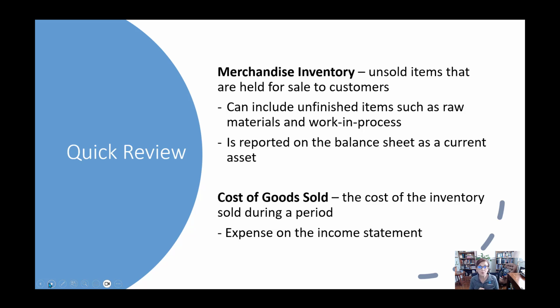Now, when the inventory is sold, it becomes an expense. It goes to cost of goods sold on the income statement. Sometimes students forget that cost of goods sold is an expense because it doesn't have the word expense in it, like say advertising expense, right? So remember that cost of goods sold is an expense, generally the largest expense for a company that's a merchandising company.